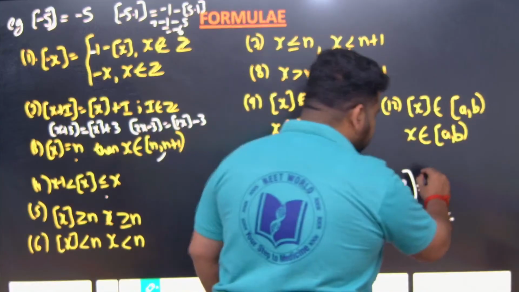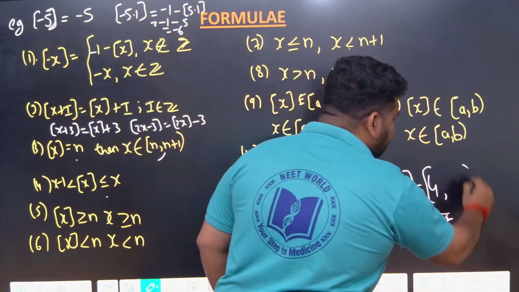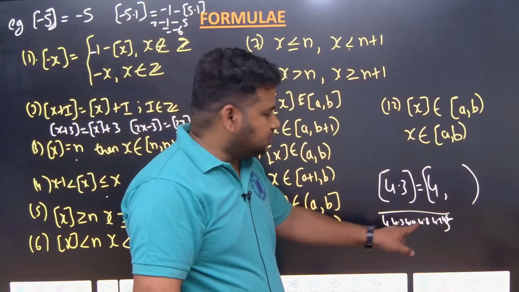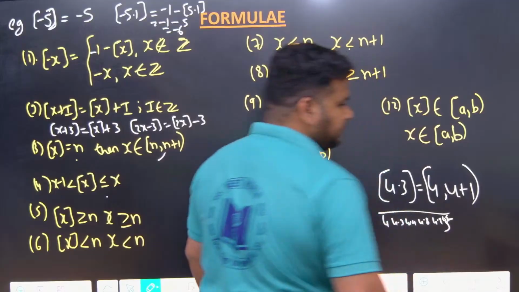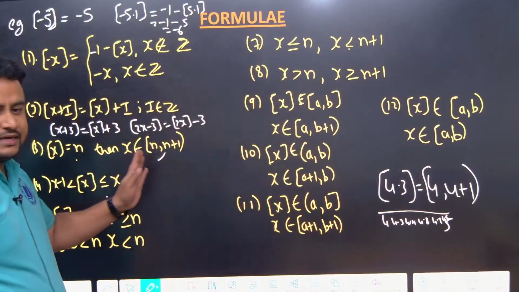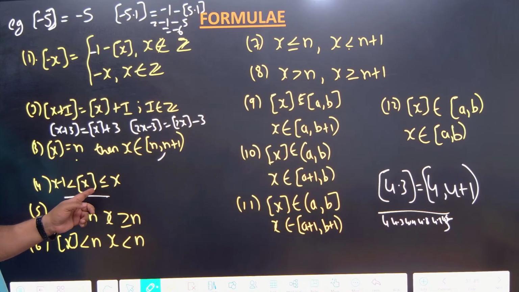So this will become closed interval 4 comma 5, but 5 you will not include. You are not including 5, so you will write it like this: 4 plus 1. That is the meaning of writing n comma n plus 1. So here, basically, step of x is greater than x minus 1 but less than or equal to x.